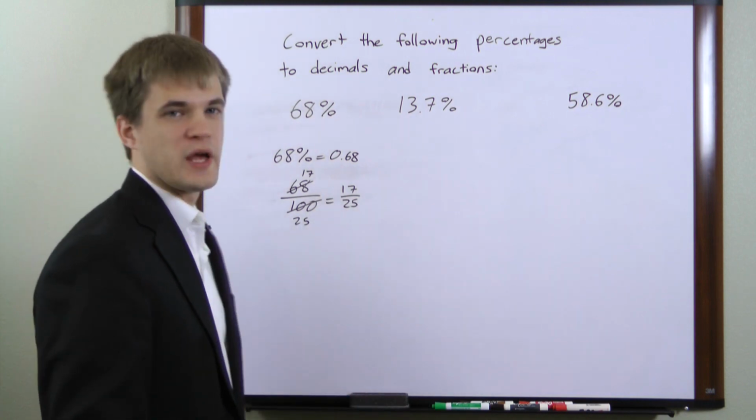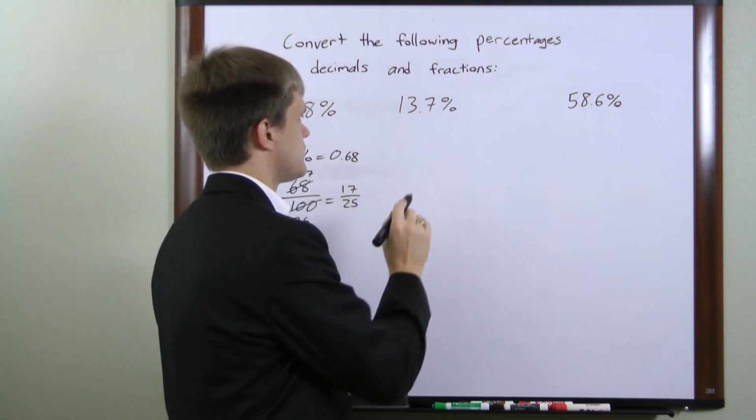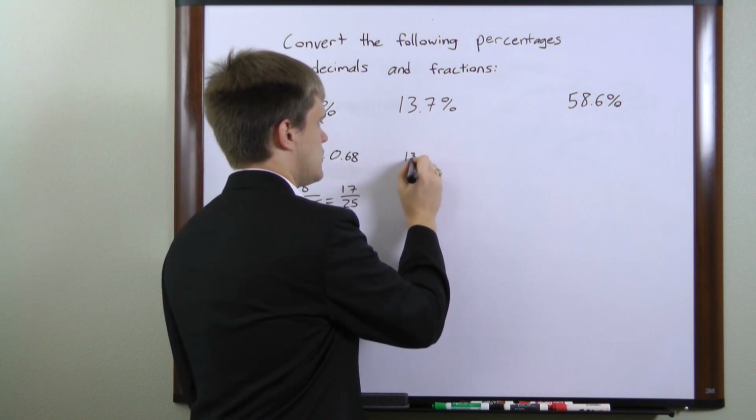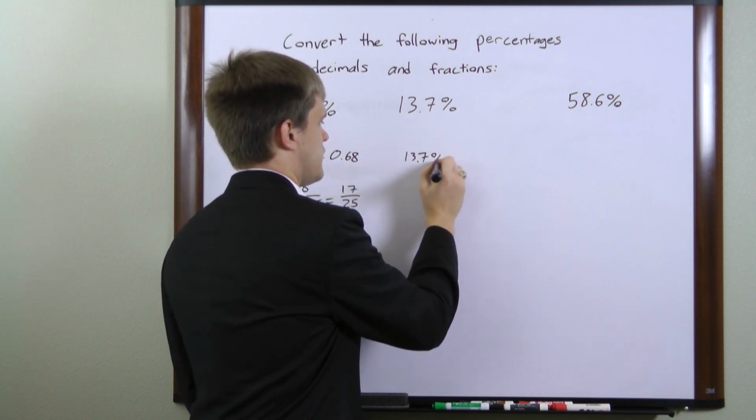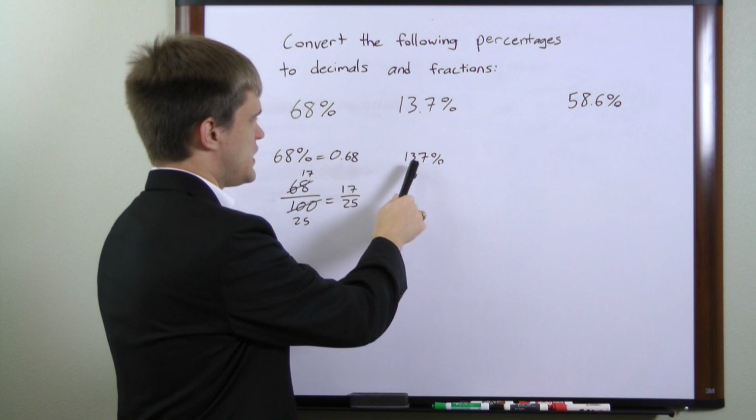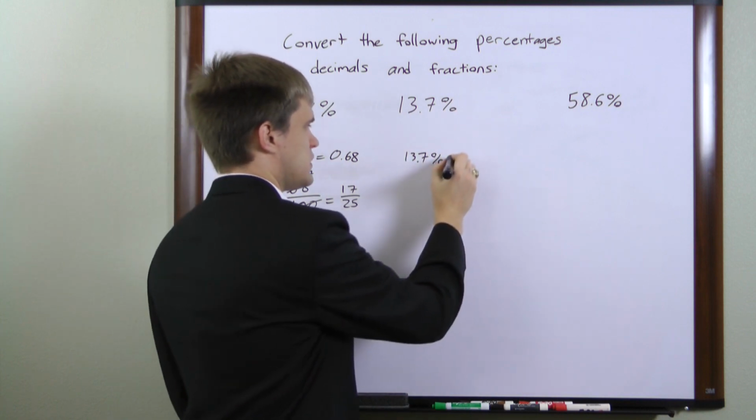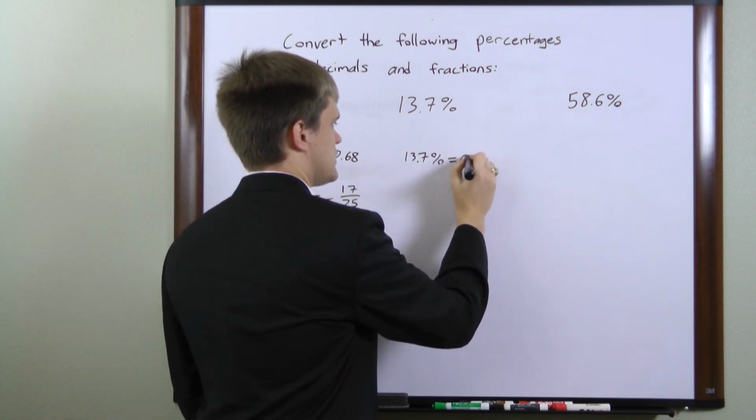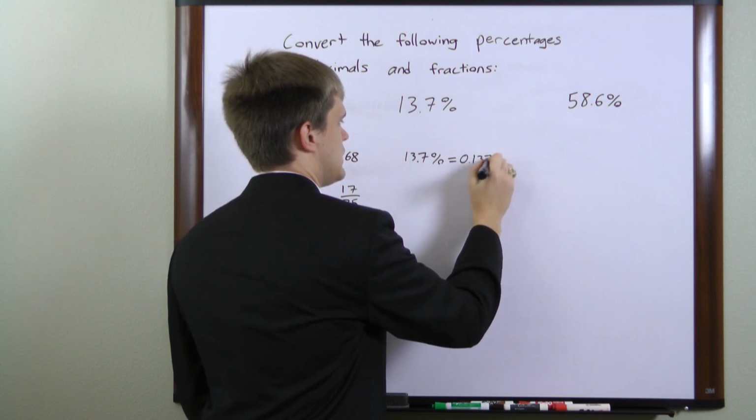The next example, we have 13.7%. And once again, we can find the decimal equivalent by moving the decimal point 2 places to the left. So 13.7% is equal to 0.137.